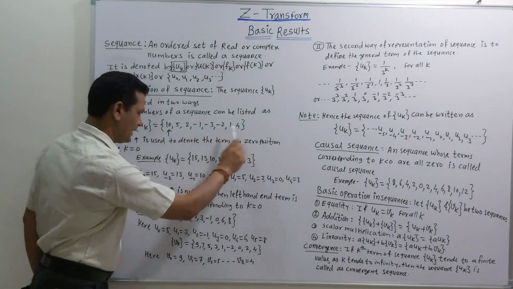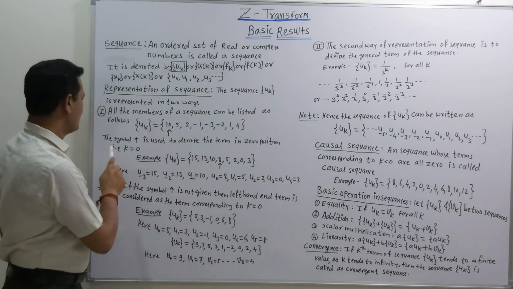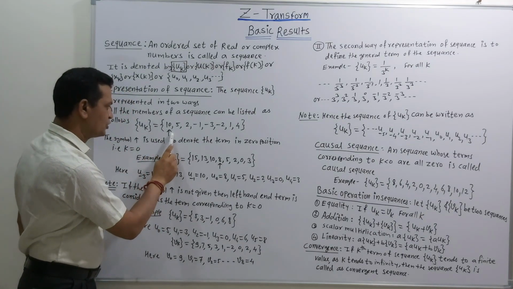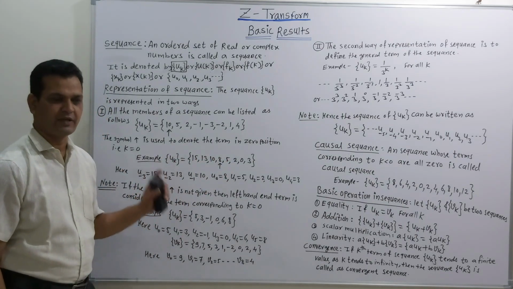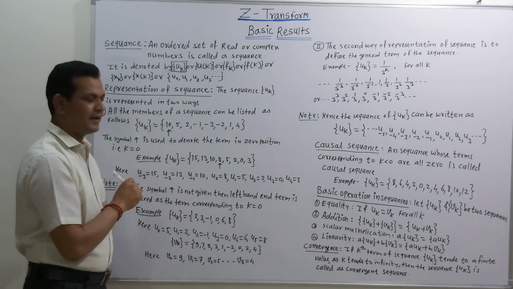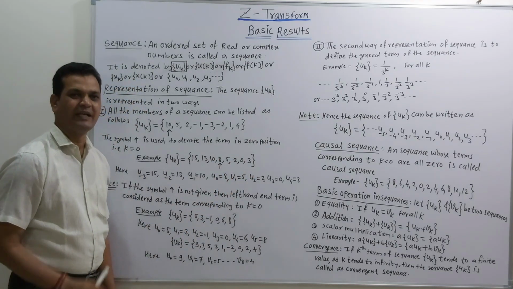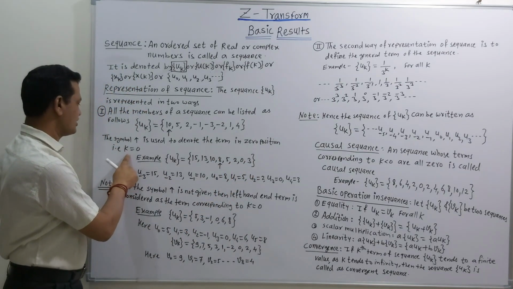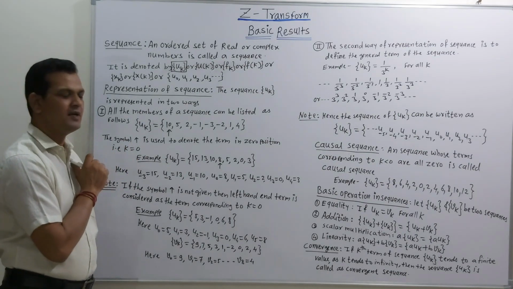In this set, after 10, one arrow is there. The arrow symbol is used to denote the zeroth position in the sequence. That means whenever an arrow is below any element, that element is the zeroth position element of that sequence. That is denoted by k equal to 0.